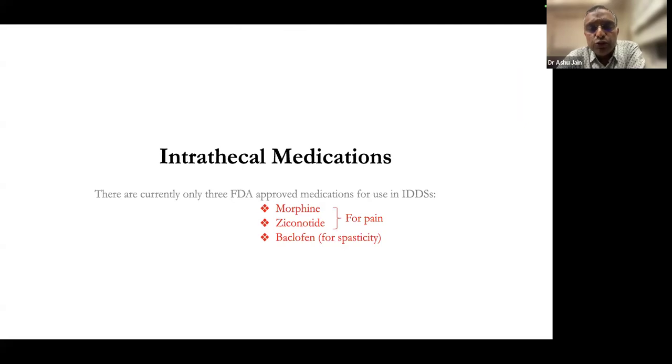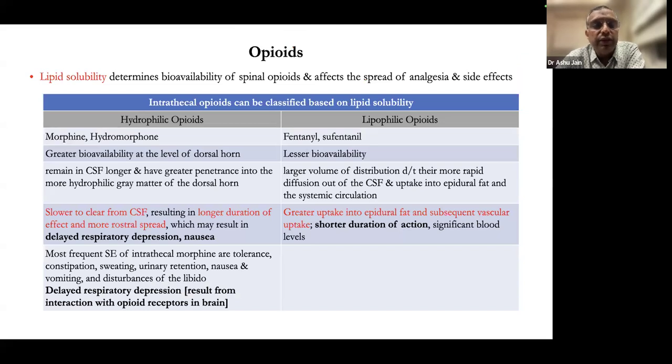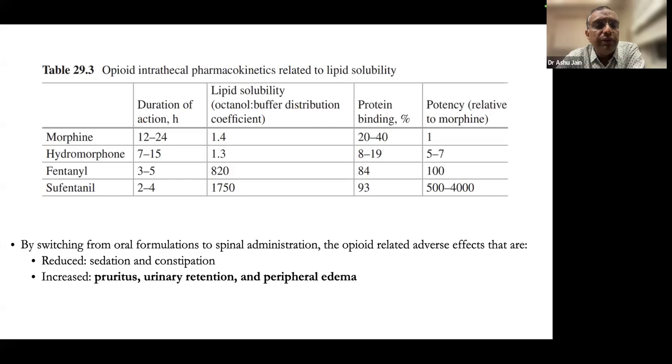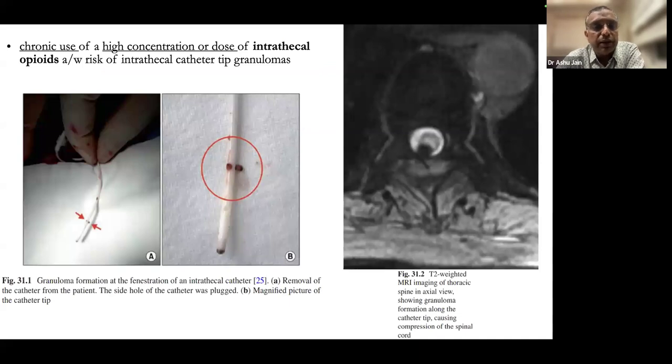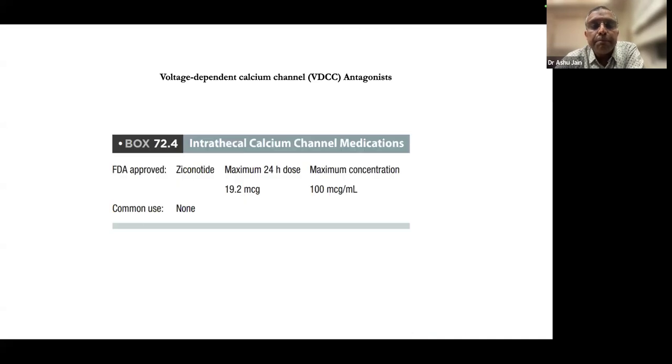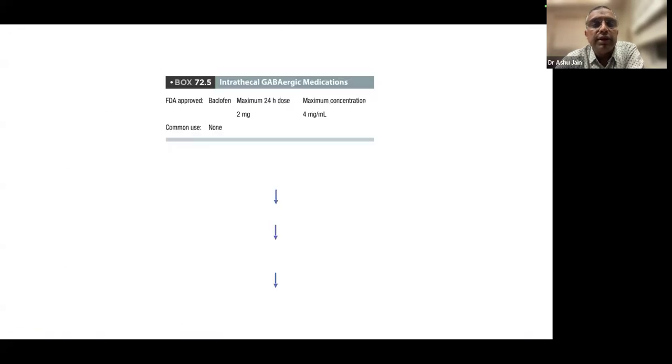These are the medications you can use: morphine, ziconotide, which is not available, and baclofen. Usually we use morphine, because in a smaller dose you can have a good effect for 24 hours. Only morphine we use intrathecally; 0.5 to 1.2, 1.3 milligram per day is good enough. This is the picture showing the catheter granuloma. Like in MRI also you can see there is a granuloma sitting over there. So this can happen. Ziconotide is not available, so we are not talking about it too much. You can read it yourself.